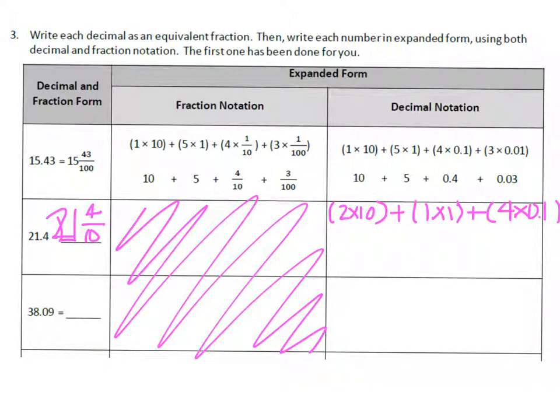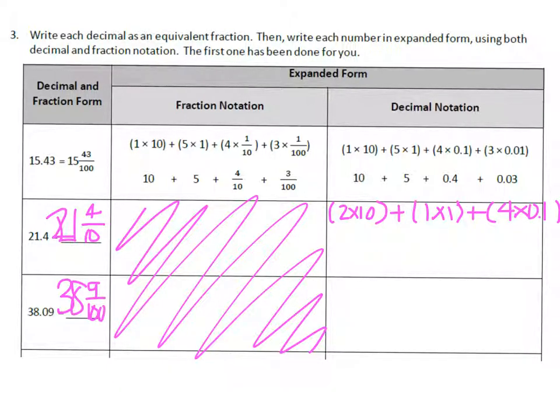Look at letter C. We have 38.09. Let's write that as a mixed number. Pause the video while you work and replay when you are ready. We have 38 as our big kahuna and 9 hundredths as our fraction.